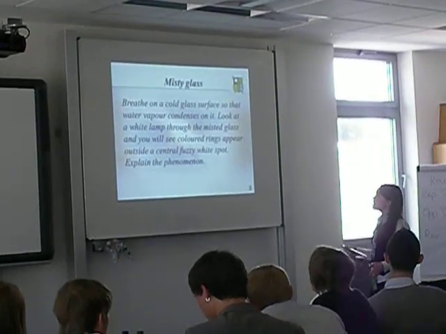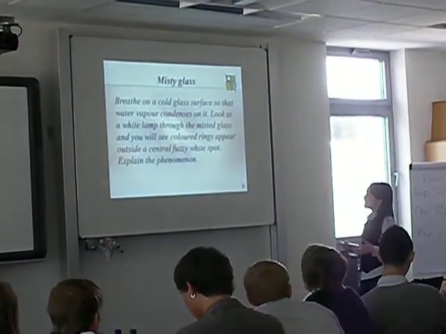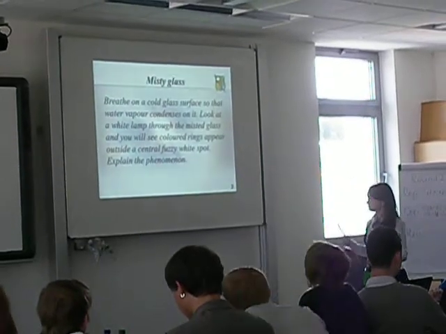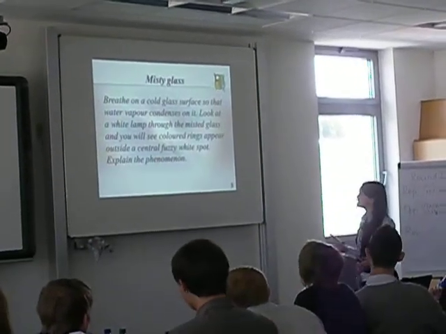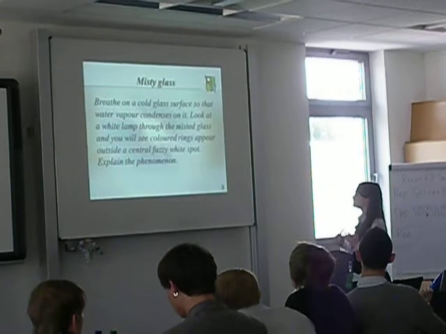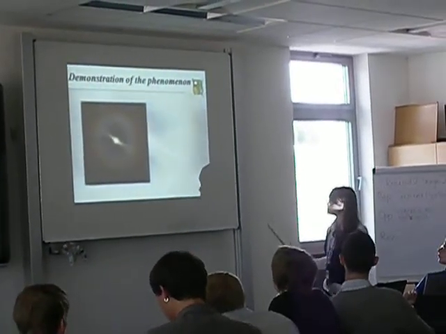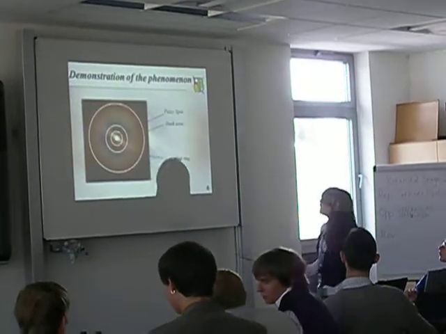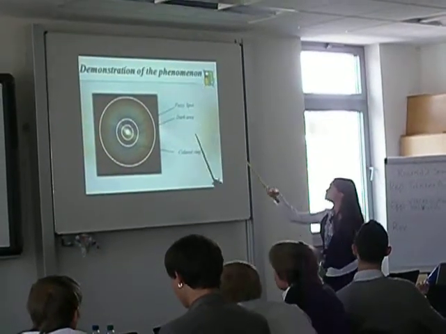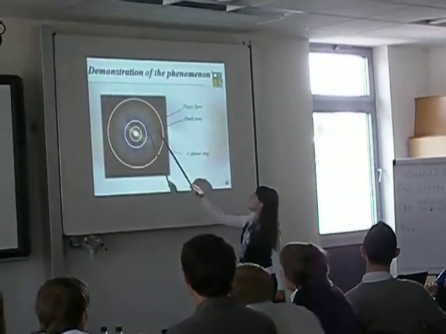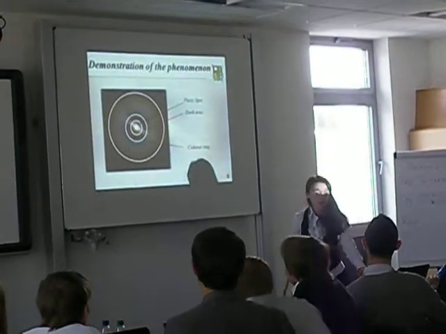Look at a white lamp through the misty glass, and you will see a colored flash ring appear outside the central light spot. Explain the phenomenon. On this slide, you can see the demonstration of our phenomenon. It's a fuzzy spot, a dark area, and a color ring.